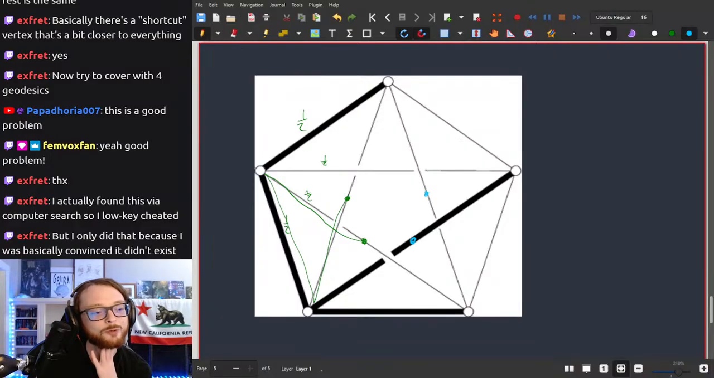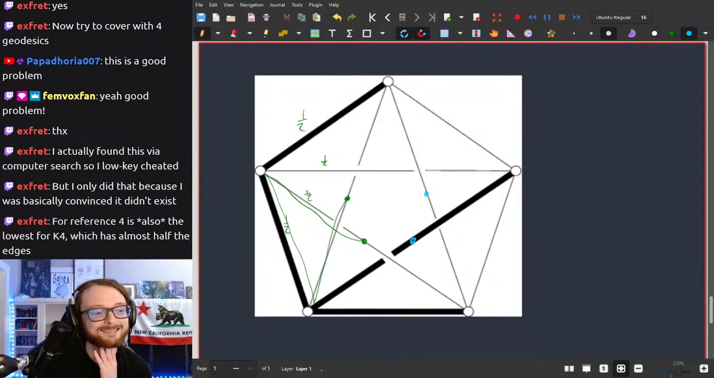You found it via computer search, so you low-key cheated. You only did that because you were basically convinced it didn't exist. 4 is also the lowest for K4, which has almost half the edges. Huh.